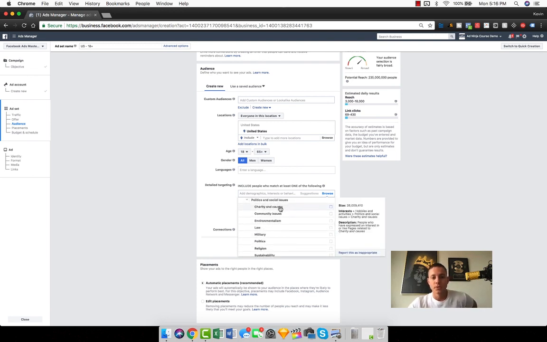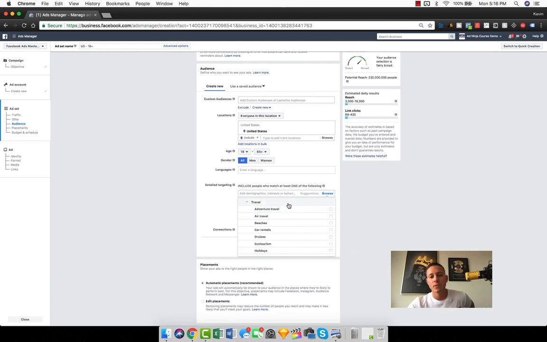Politics and social issues, obviously a very politically charged, polarizing subject, but there's a lot of money to be made. People who are interested in travel, this is a fantastic one, right? Travel. Lots of stuff here.